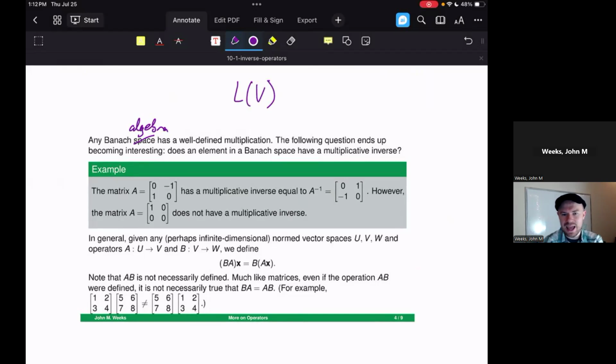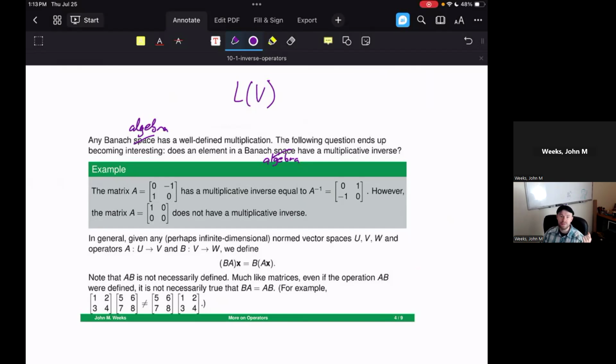Does an element in a Banach algebra have a multiplicative inverse? So we have examples of what these things might look like in the space of 2 by 2 matrices. The matrix 0, -1, 1, 0 has a multiplicative inverse, which we have been calling A inverse. And it's the same A inverse process that we talked about from before.